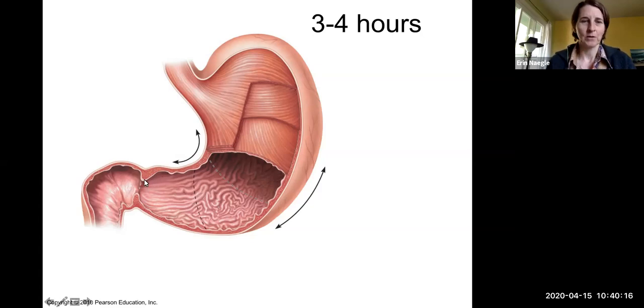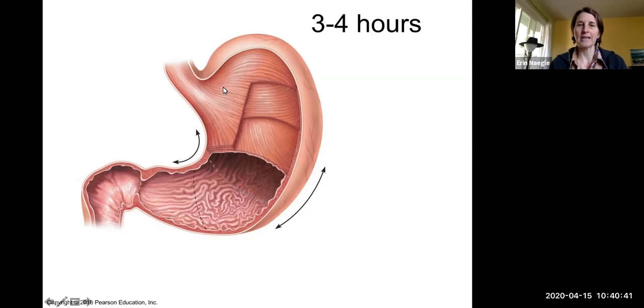Why is that? Well, you have this sphincter here, right? That's the lower esophageal sphincter. And then you have this sphincter here that's really important. It's called your pyloric sphincter. And it stays pretty closed most of the time, and then it just lets out a little bit of food at a time. That's important because, as we've talked about, acidic environment.